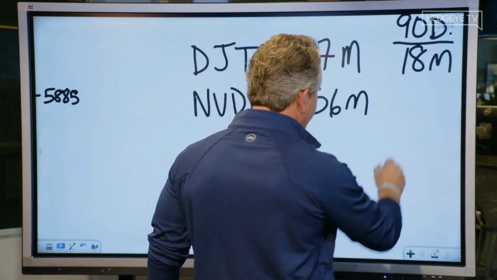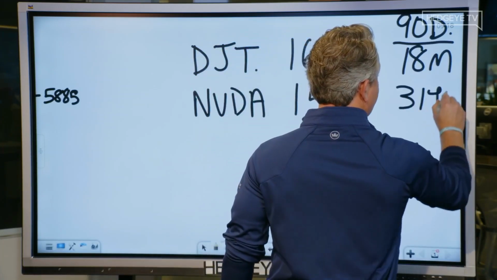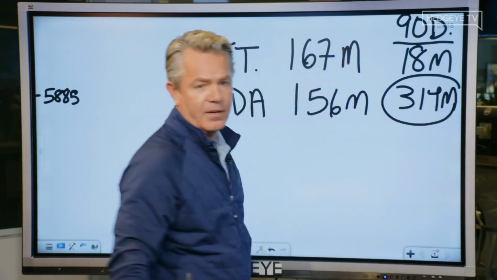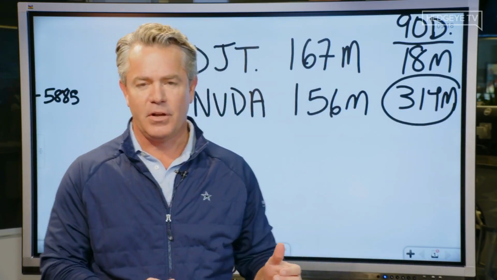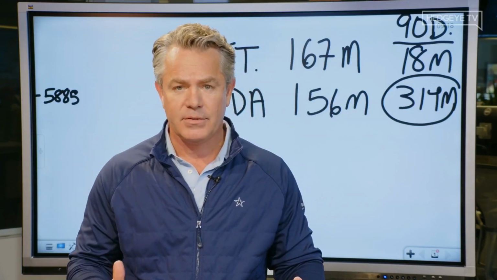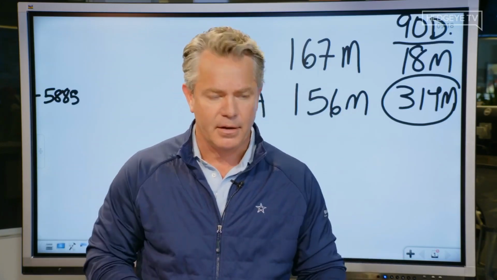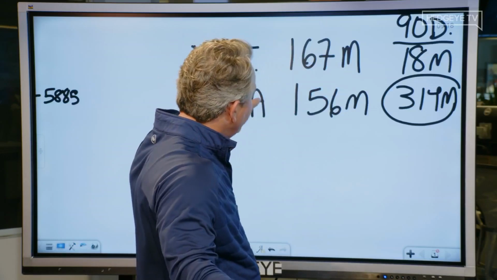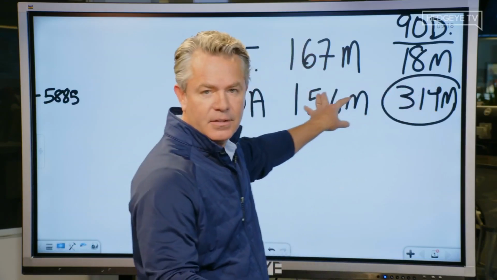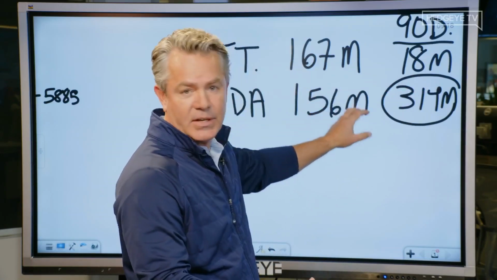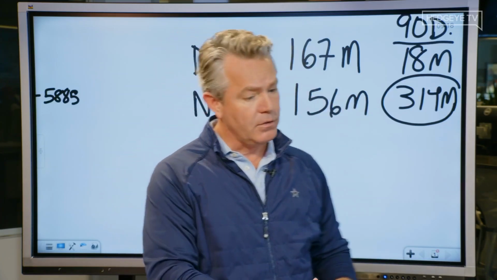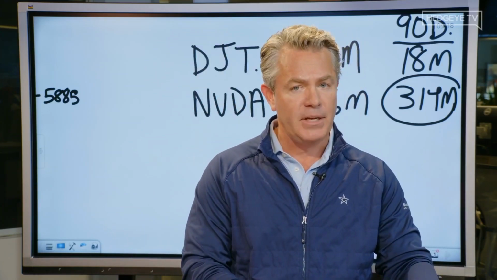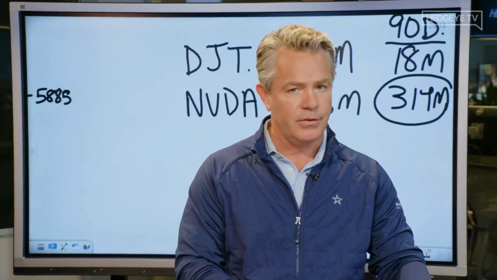And think about this. 314 million is the 90-day average for Nvidia. So yes, it was a day where Nvidia traded essentially half of its average volume, because people were all playing Google in particular. But think about this. Now there's a lot of signal in that. If you're short Trump Media, you shouldn't be, or shouldn't have been. That is not good, okay?